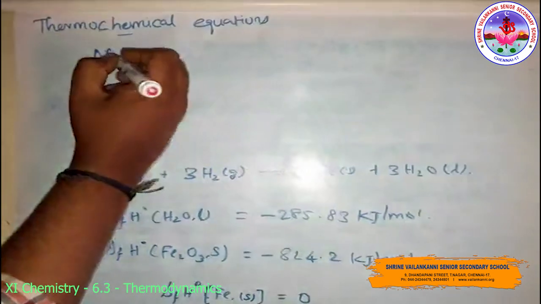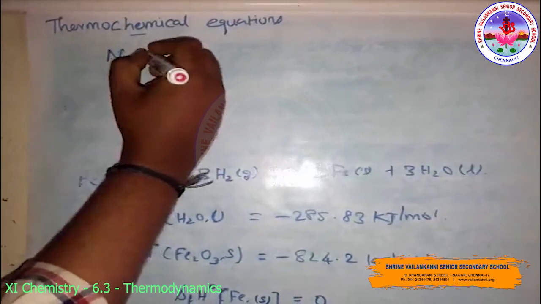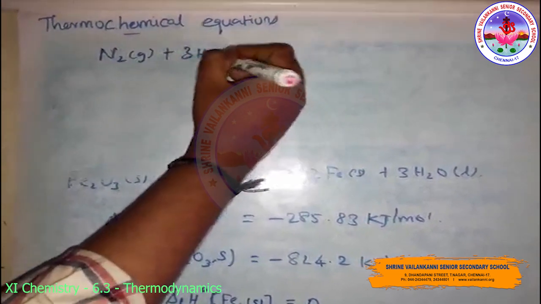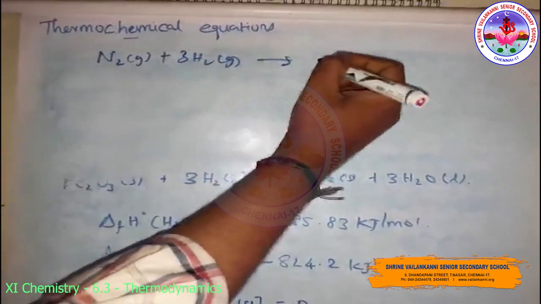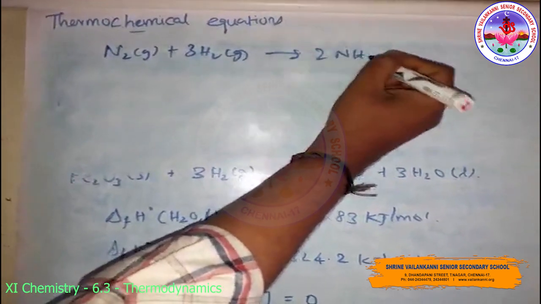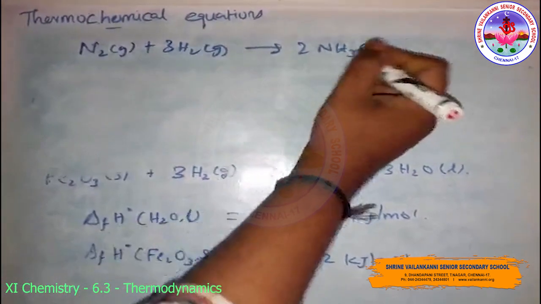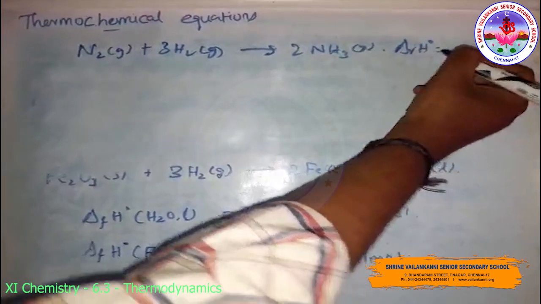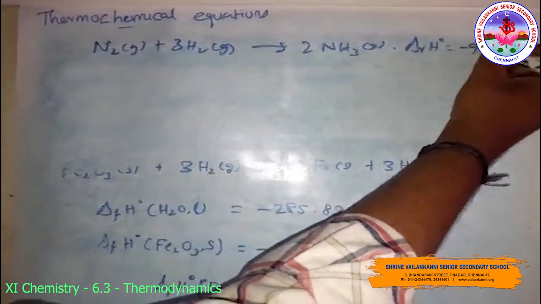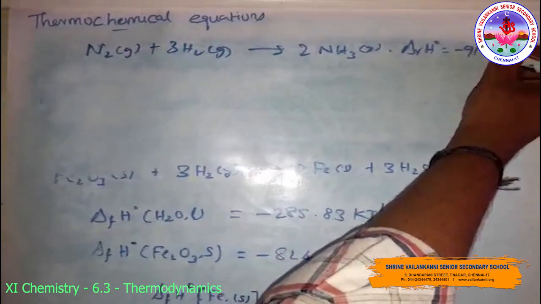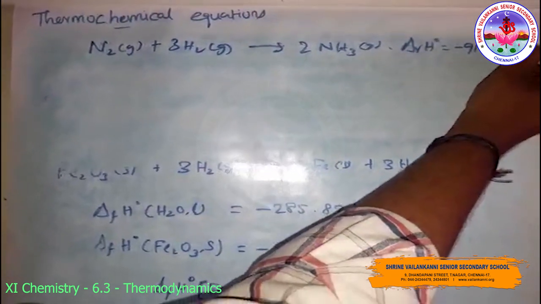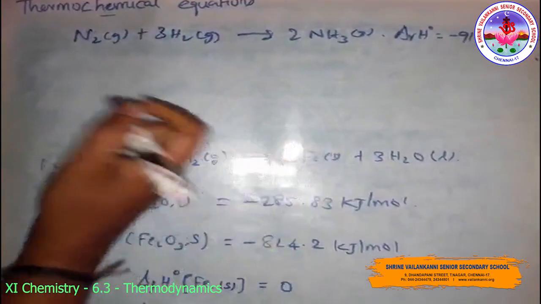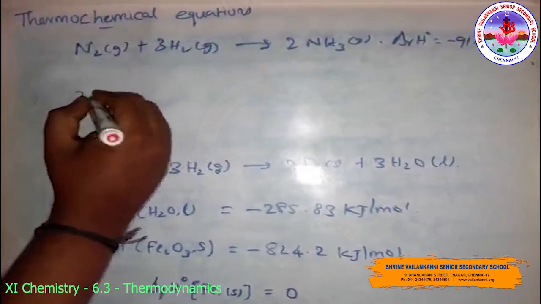For example, formation of ammonia and decomposition of the ammonia gas. N2 gas reacts with 3 moles of hydrogen gas to form 2 moles of ammonia gas. Here the standard enthalpy of reaction is minus 91.8 kilojoule per mole. In the reverse reaction, the sign is changed. The reverse reaction is for decomposition of the ammonia.